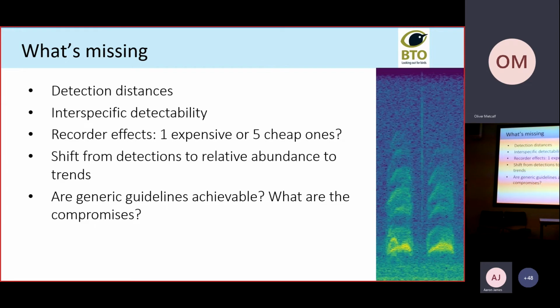So, part of this is about these generic guidelines. What do we need to compromise on? Our volunteer surveys cover 100 breeding bird species, but then those methods aren't perfect for any one species. It's a compromise that works well enough for long-term monitoring. And I'm wondering, what are the compromises we can live with that give us the answers we need with sufficient precision?